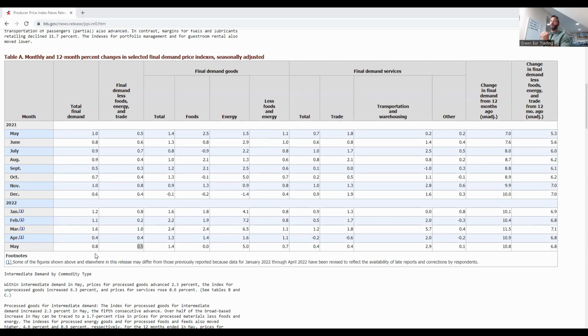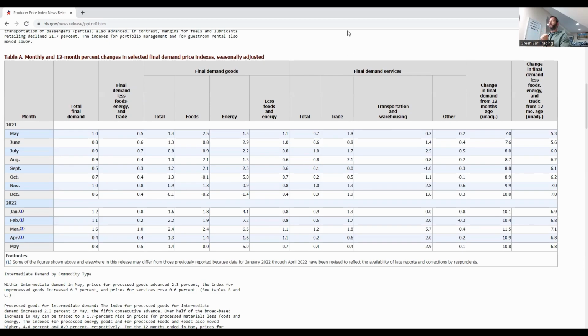So anyway, we saw 0.8 on the total final demand for the PPI in May. And by the way, the 0.8, that was in line with estimates, which means that was already priced into the market. It came in line. That's not bad news. If we beat, it would be even better news, but in line is okay. The core PPI was 0.5. The expectations were 0.6. So that was better for the market.